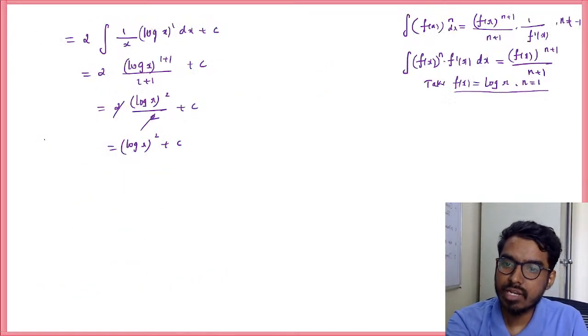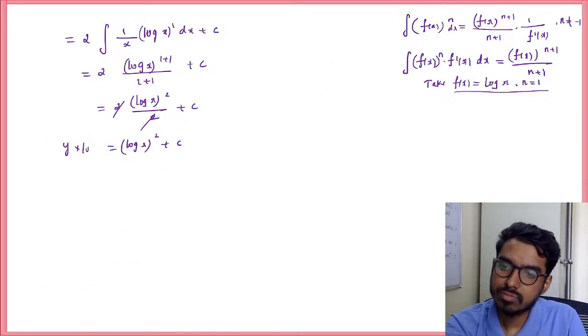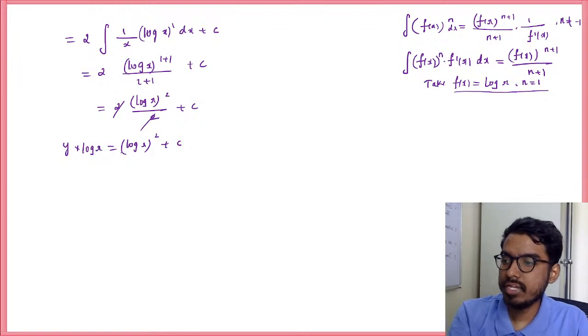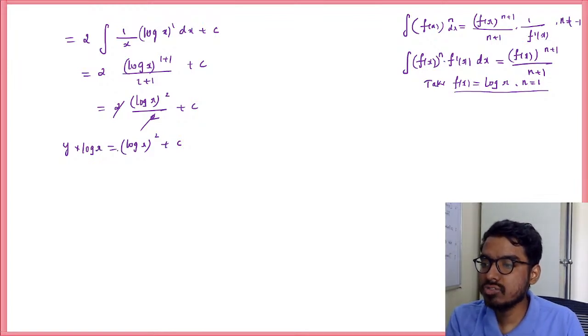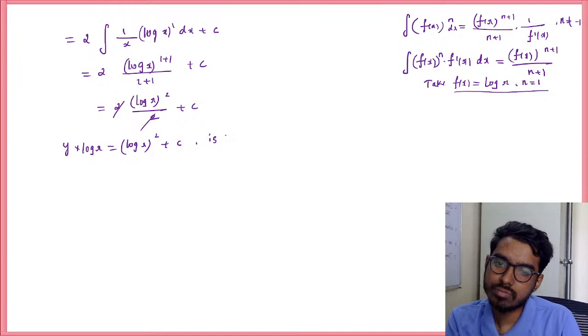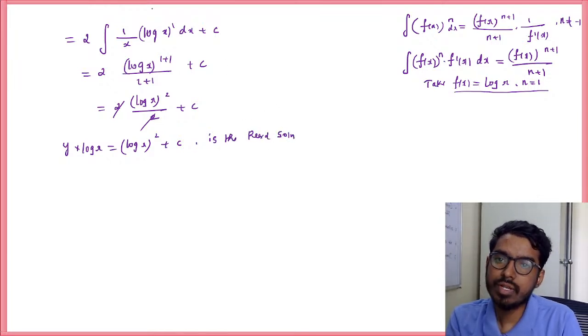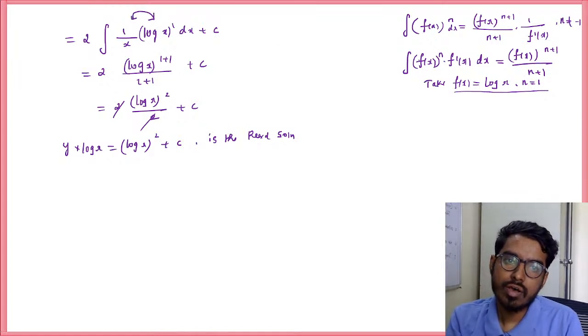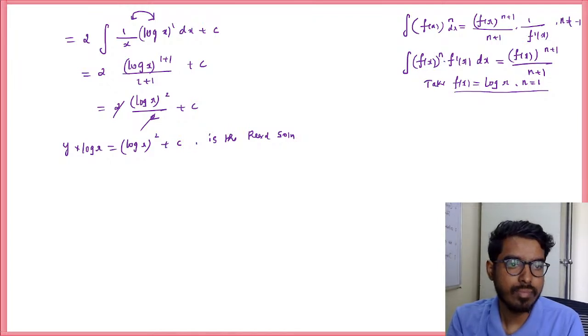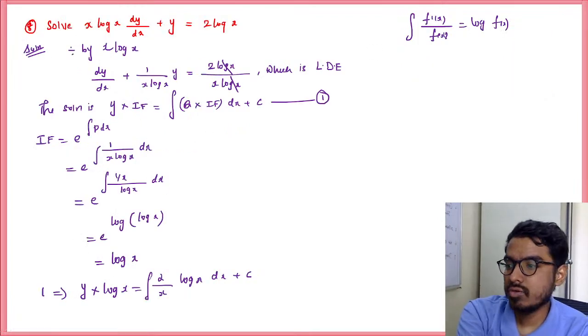What is the left hand side? The left hand side is y into log x. So y log x equals log x whole square plus c is the required solution. Whenever you have f of x into f dash of x whole power n, you will make use of this formula. So we'll move on to the ninth problem now.